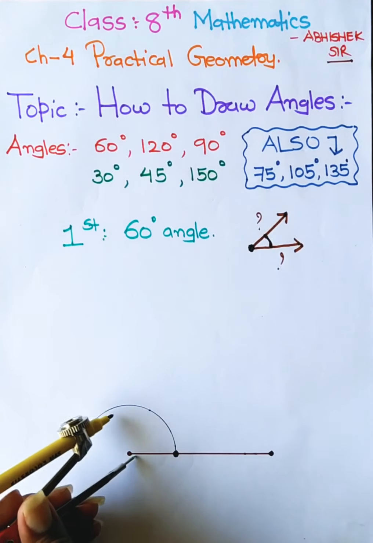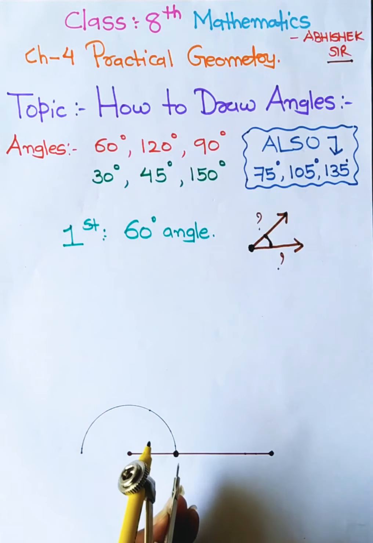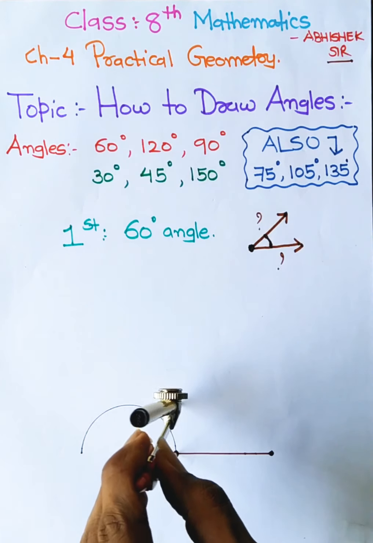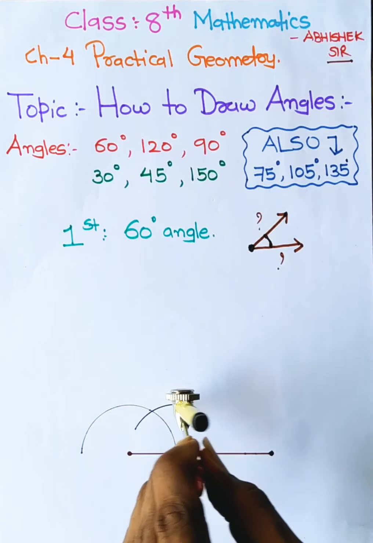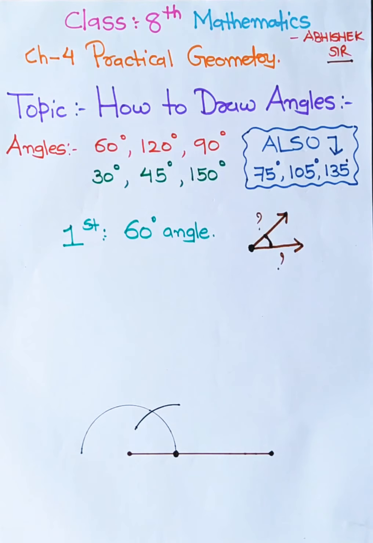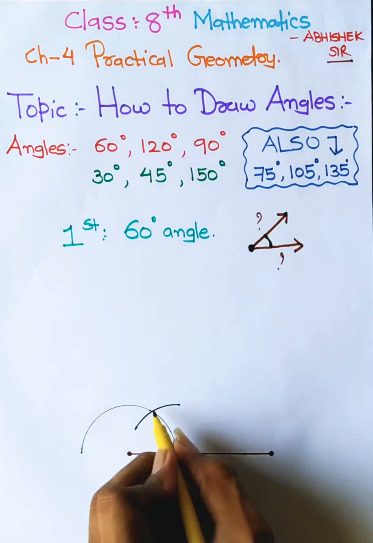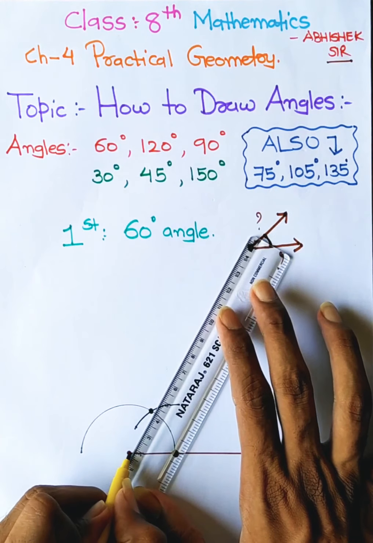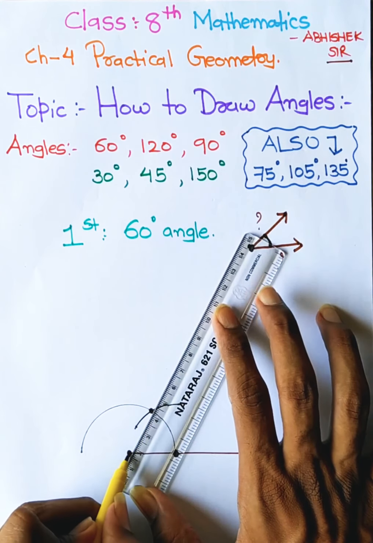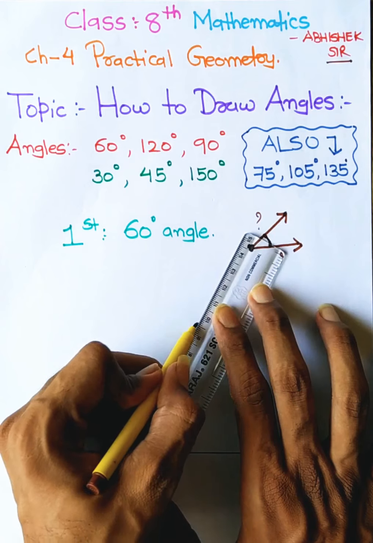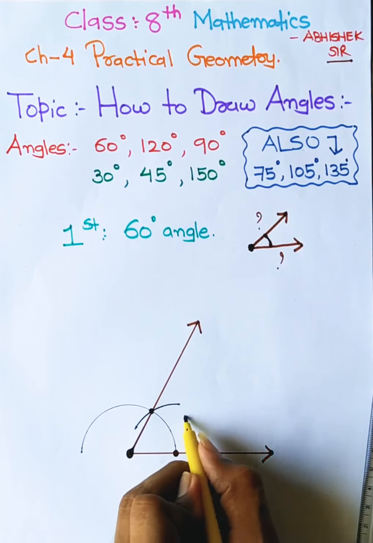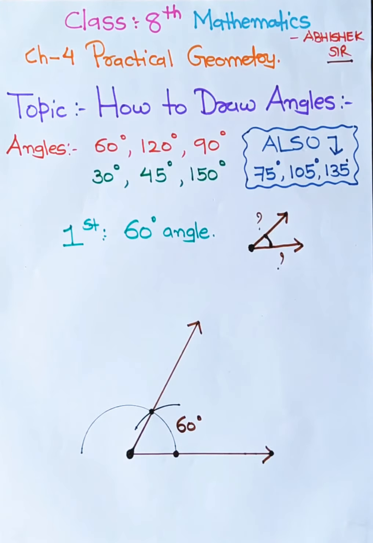So what you will do, with the same radius you will put the center as this one and draw another arc which intersects the previous arc, right? Now you can see the point of intersection. So what we will do now is to draw another line segment joining the point of intersection with the vertex. So here we will draw the angle. This is always 60 degree.